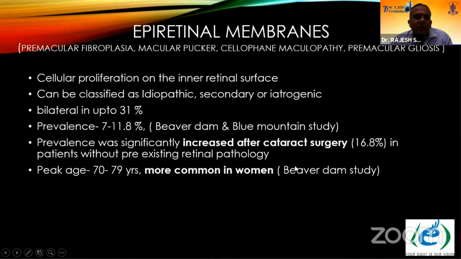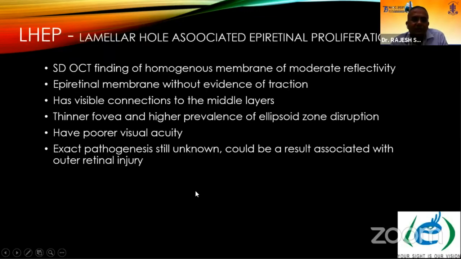So we all know that epiretinal membranes are a cellular proliferation on the inner retinal surface, and this usually results after PVD. The most common cause for ERM is the PVD. It can be classified as idiopathic, secondary or iatrogenic, and it is bilateral in up to 31% of cases. The prevalence is 7 to 12%, and it was significantly increased after cataract surgery. So it is an important instruction to all the cataract surgeons that they should explain to the patient. The peak age is 70 to 79 years, and it is more common in females.